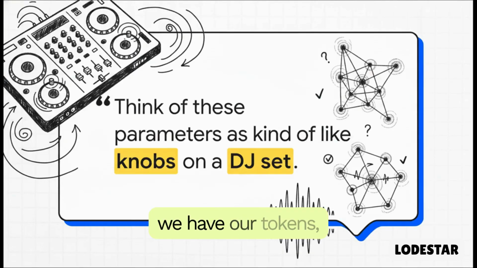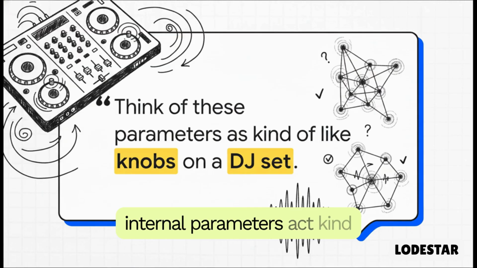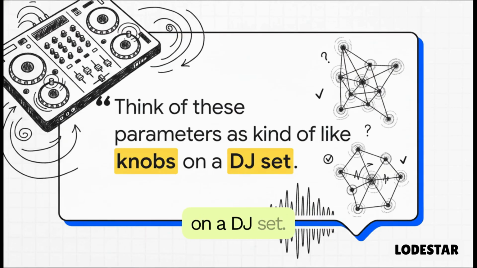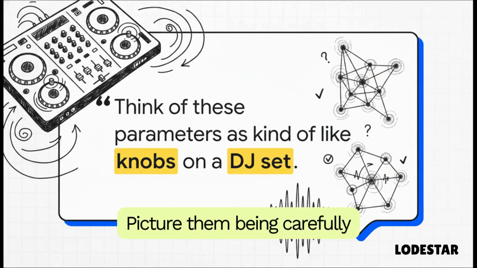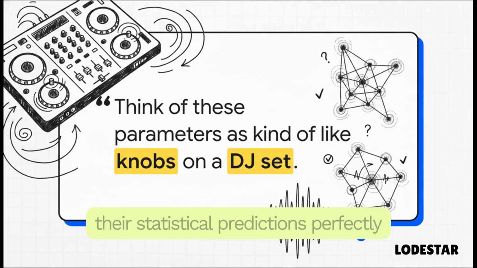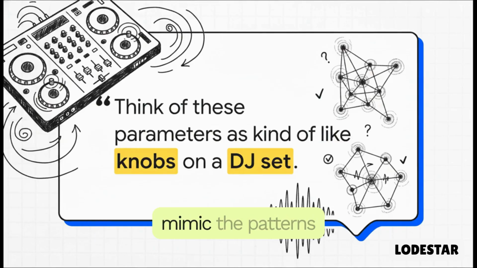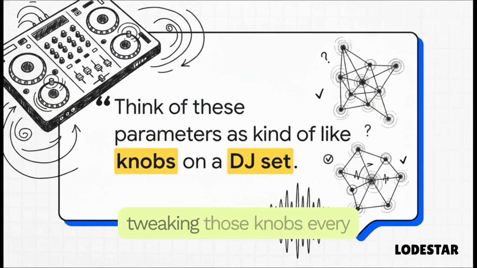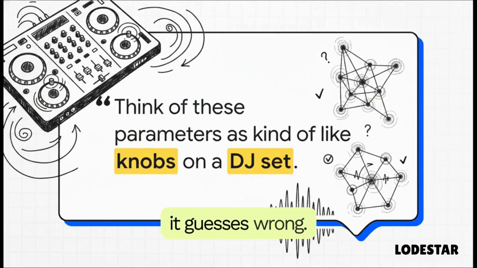Right, so once we have our tokens, they flow straight into the neural network. As the network trains, its billions of internal parameters act kind of like the knobs on a DJ set. Picture them being carefully and constantly tweaked until their statistical predictions perfectly mimic the patterns of all that internet text we fed it. Basically, the model is just trying to guess the next token in the sequence over and over again, tweaking those knobs every single time it guesses wrong.